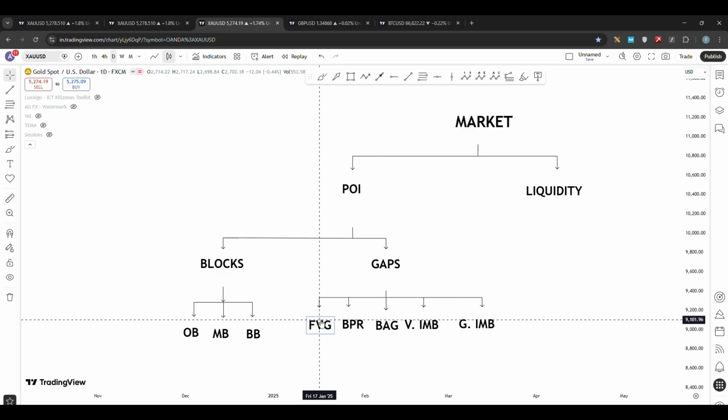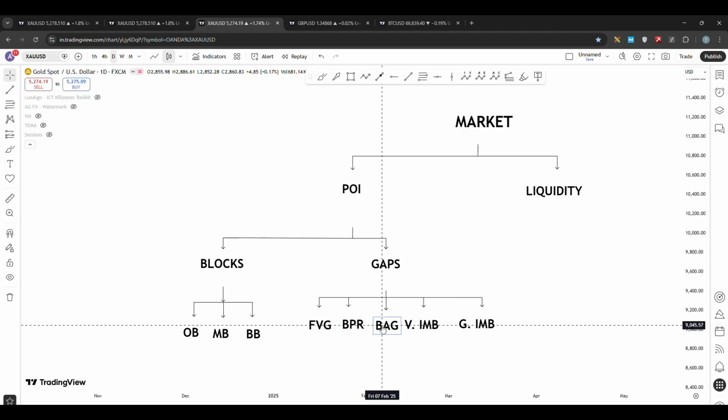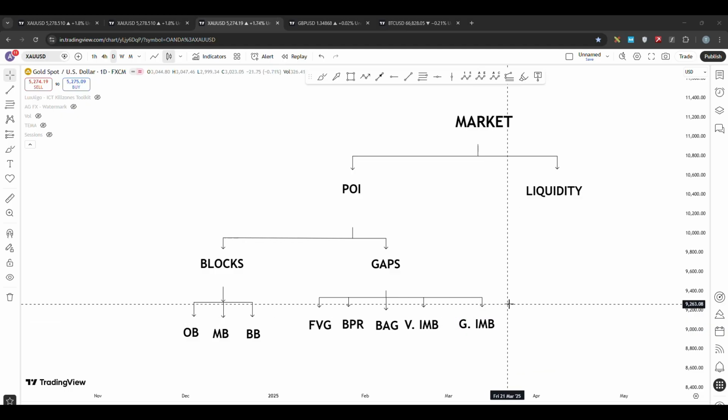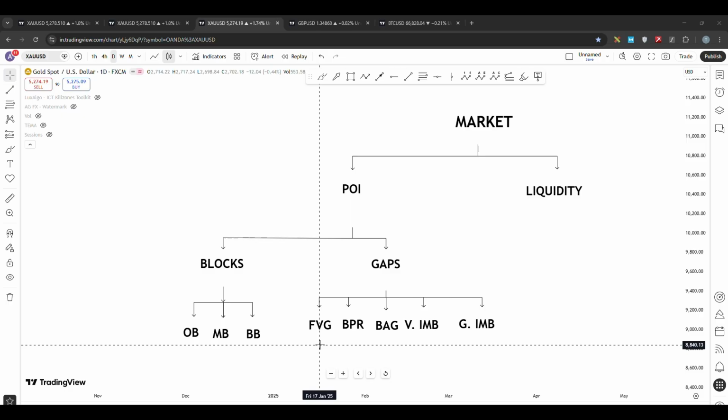First of all, we have got FVG, which is fair value gaps, and we have already learned a little bit about fair value gaps, but today again we'll be studying about them. Apart from that, we have BPR, which is called balanced price range. Then we have got BAG, which is called breakaway gap. Then we have got volume imbalance and gap imbalance. So now let's understand one by one what they are, and then we'll also see in the charts how to find this and also how to trade them.